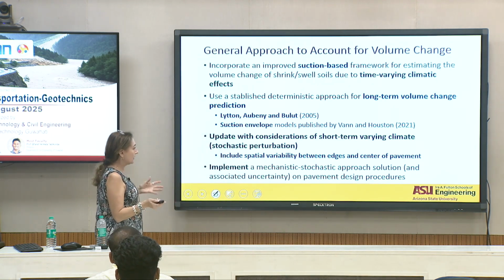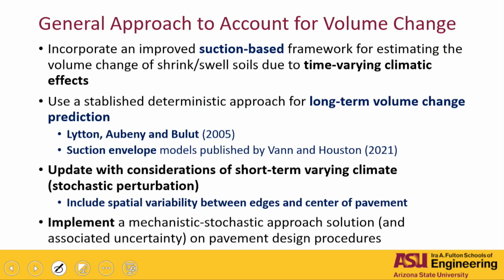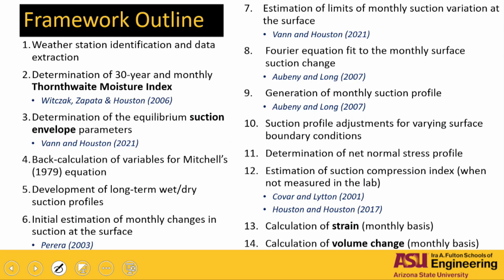So we implement a mechanistic stochastic approach to do that. What do I mean by mechanistic and stochastic? Well, mechanistic means it's based on proper theory, right? Proper theory and stress state variables. And the second one is stochastic. So I'm going to give them variability associated with that. That at the end of the day is the one that is going to give me the roughness of the pavement because of that variability. So this is the framework.